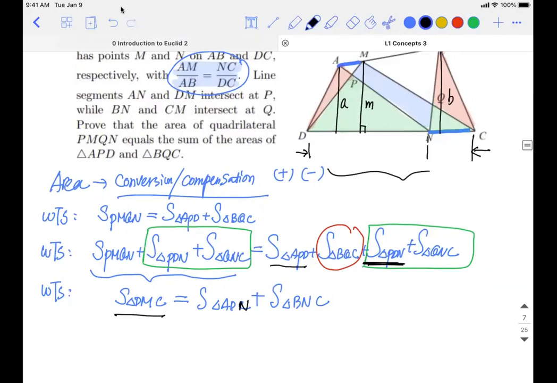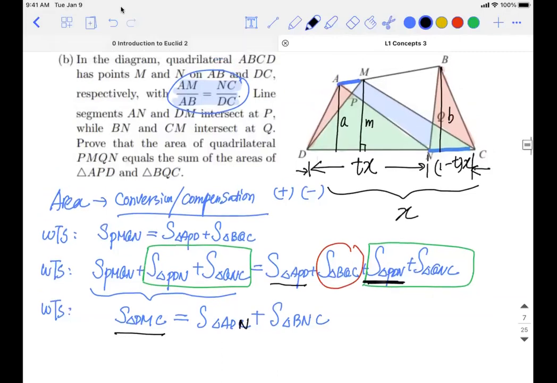Maybe I'm gonna call DC, I'll give a name X. Just try to make my life a little bit easier, right? And for DN is only part of X. I'm gonna say maybe TX. So of course this is gonna be 1 minus TX. Nothing special. It's only a quick calculation. Try to make my life a little bit easier. So let's have a quick look at it.